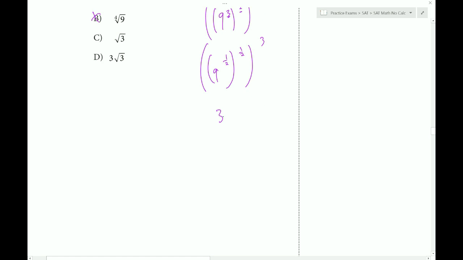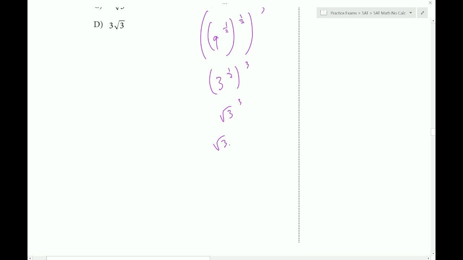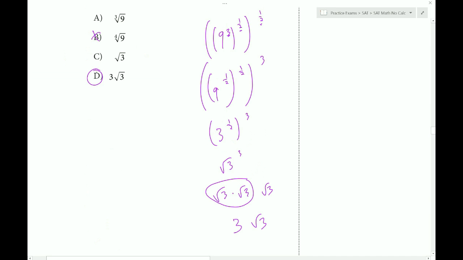Square root of 9 is 3, so I have 3 to the 1/2 to the third, and then 3 to the 1/2 is really rad 3. And I have to raise that to the third, which means I need 3 copies of that. Okay? And then the first 2 copies make a full 3. So I end up with choice D.